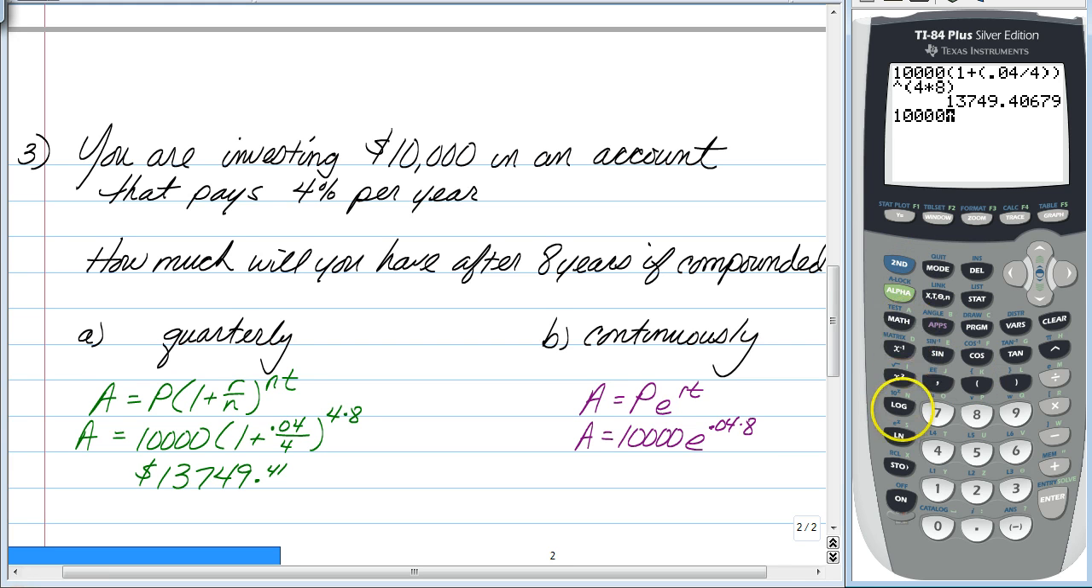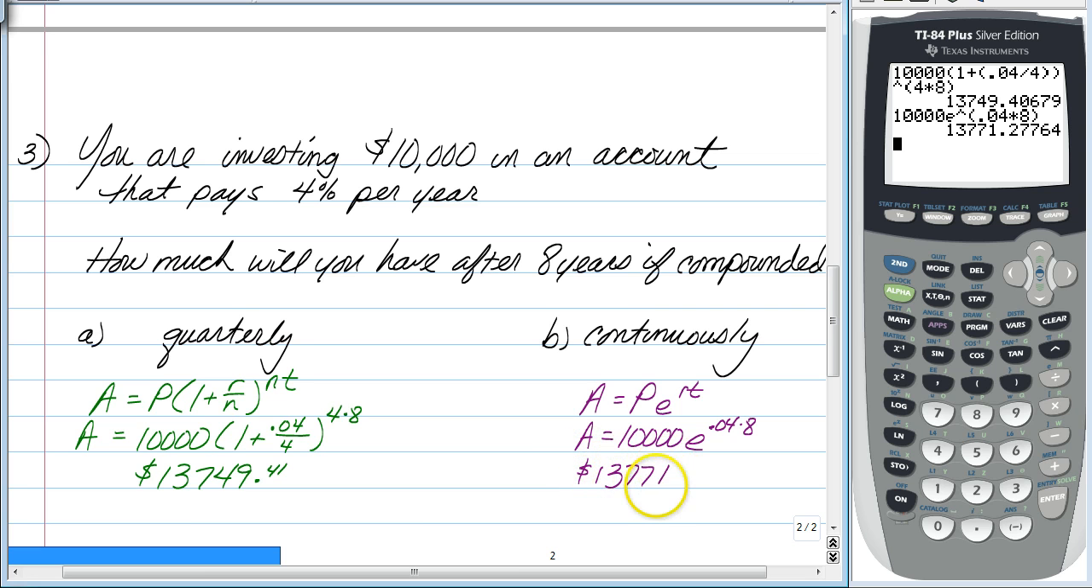second ln is going to bring you your e 0.04 times 8, close the parentheses, click enter, and you see that we have a very similar number, except for this time it's $13,771.28. So as you can see, they're close.